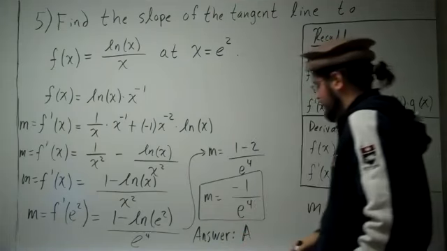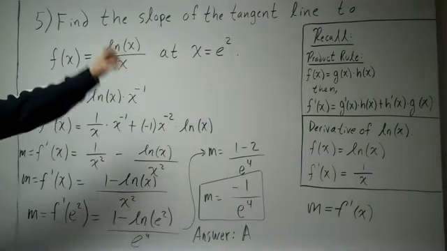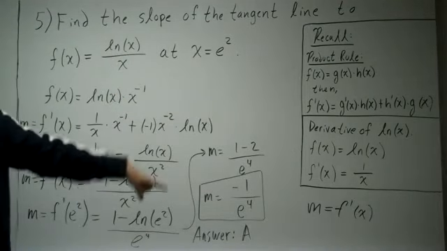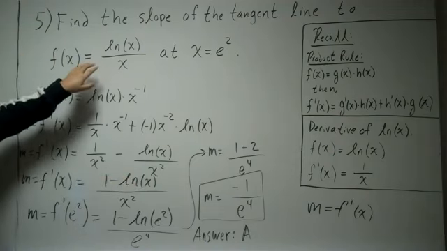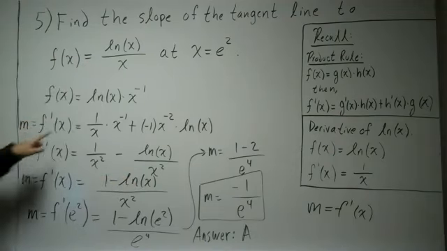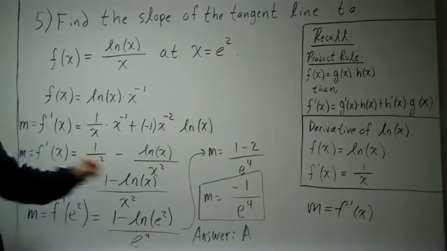On the test. Alright, so important things, recall the product rule, the derivative of ln of x, and recall that the slope m is actually f prime, so all you have to do is take the derivative of your function, you obtain m, plug in e squared at the end, like we did here, and we obtain the answer.